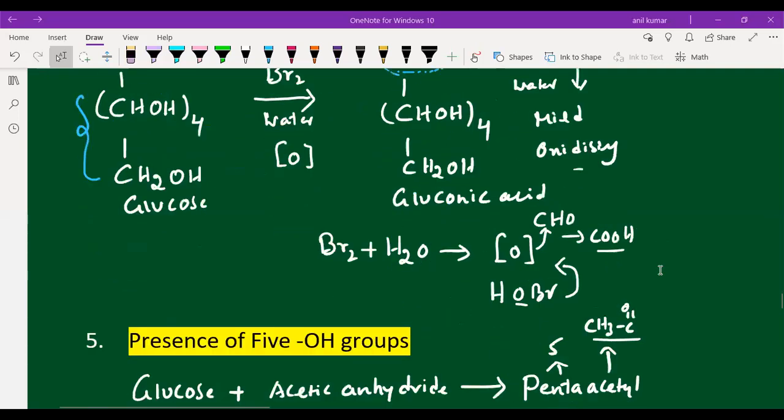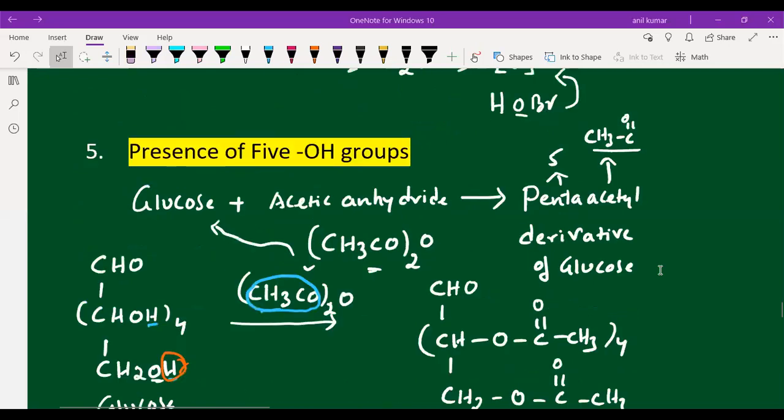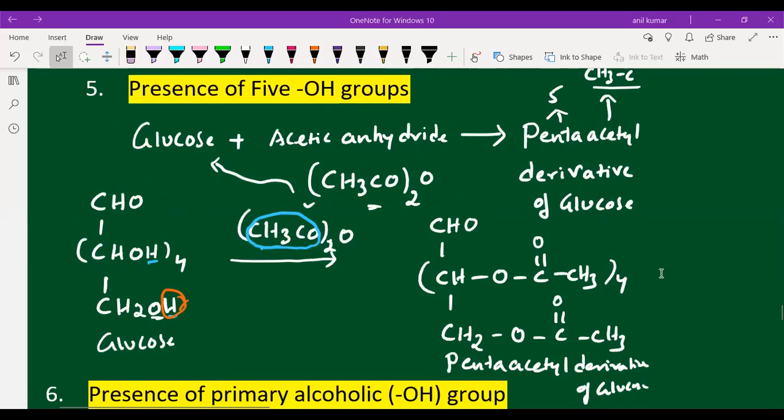And presence of five OH groups. Presence of five OH groups has been confirmed. How has it been confirmed? When glucose reacts with acetic anhydride, we get the pentaacetyl derivative. So the formation of the pentaacetyl derivative confirms that glucose has 5 OH groups.